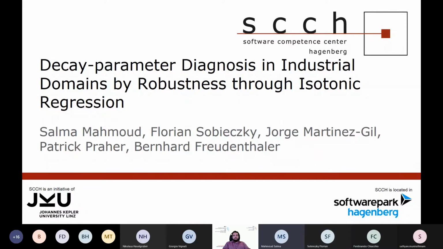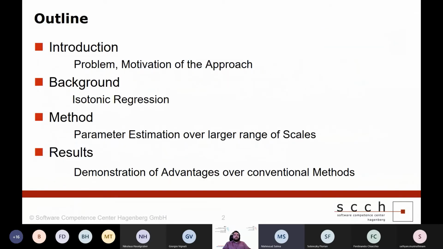Okay, so as Florian said, I'm going to talk about decay parameter diagnosis in industrial domains by robustness through isotonic regression. Let me go through the outline of the presentation. First, I will start with the introduction. What was our motivation? What's the problem that we were trying to solve? And then give a little background about isotonic regression, which is the basis for our method. And then talk a little bit in depth about our method and compare it to a traditional method that was usually used. And then a little demonstration of our results.